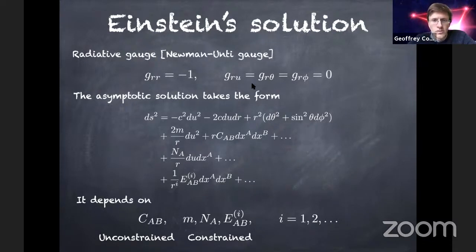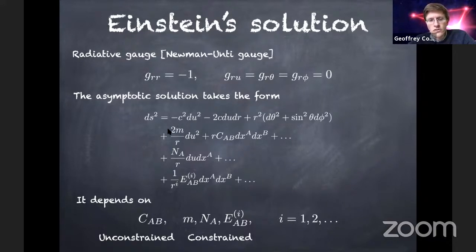So you can write a certain gauge. It's called Newman-Unti gauge. You define a null coordinate u, and you define a radius along this congruence of null lines that go towards the sky. And you can write down an asymptotic solution in these coordinates. At leading order it is Minkowski, and then you have subleading terms. And that metric can be written down consistently to all orders in the radius. That was done by Bondi, Sachs, van der Burg, and Metzner in the 60s.